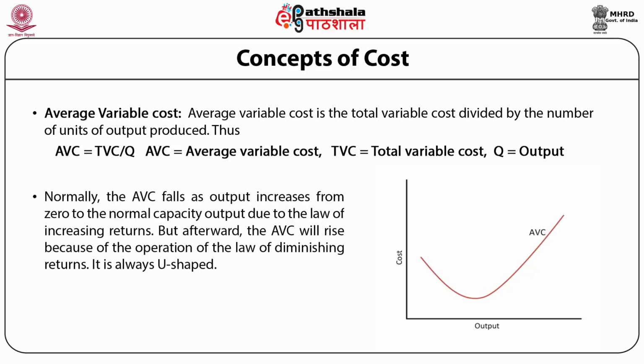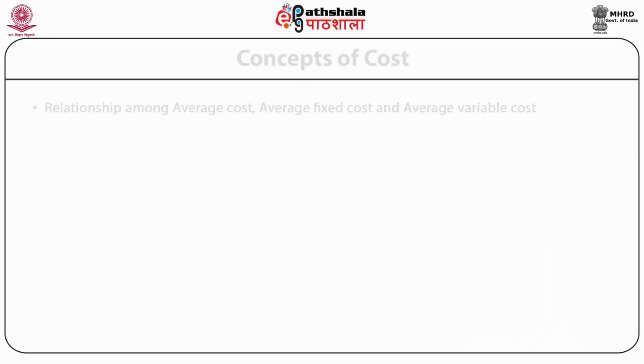Normally, the AVC falls as output increases from 0 to the normal capacity output due to the law of increasing returns. But afterward, the AVC will rise because of the operation of the law of diminishing returns. It is always U-shaped, as shown in the following diagram.